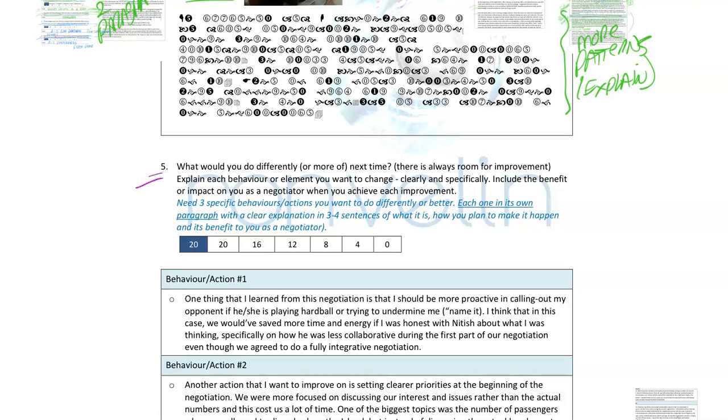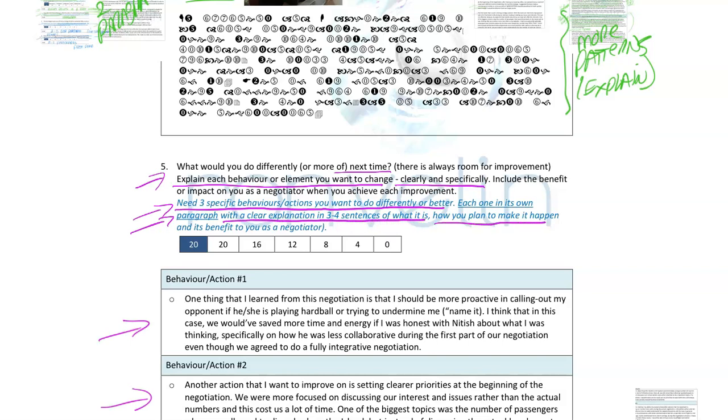So the question asks, as we said in the template, what would you do differently or more of next time? Explain each behavior or element you want to change clearly and specifically. Remember, read the blue. It says need 3 specific behaviors or actions you want to do differently or better. Each one in its own paragraph. So we have each one here in its own section with a clear explanation in 3 to 4 sentences of what it is, how you plan to make it happen, and its benefit to you as a negotiator.